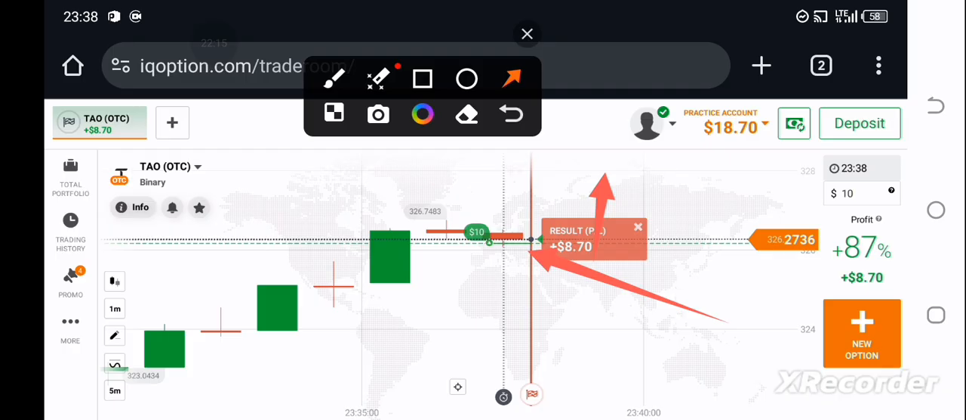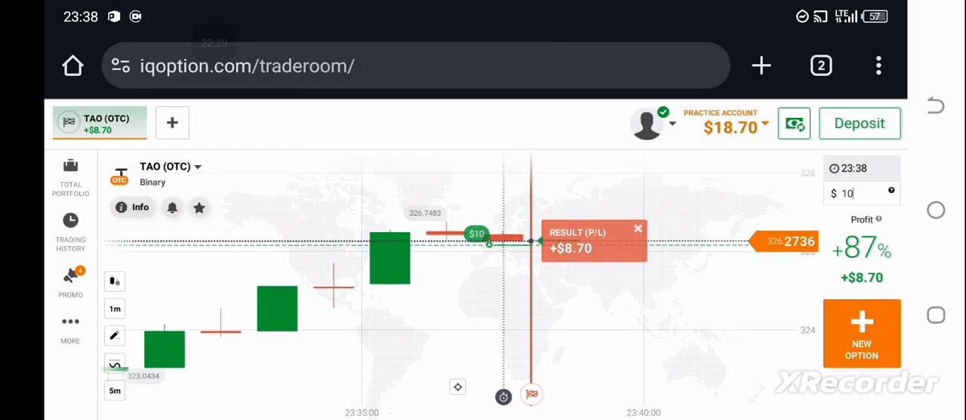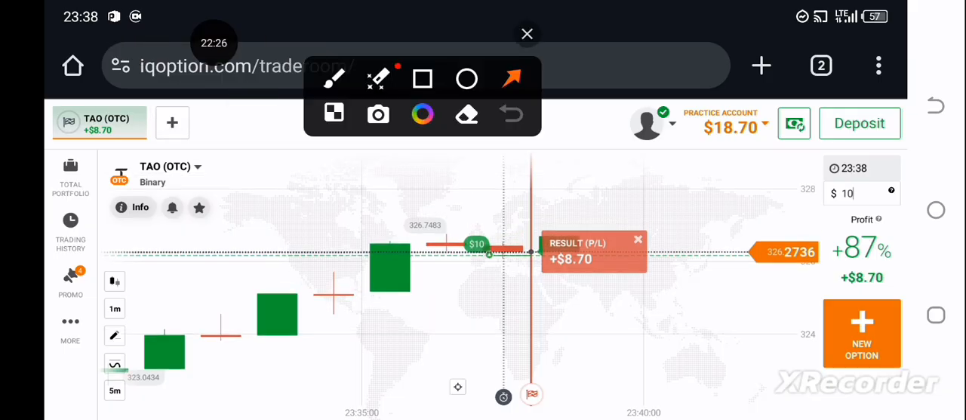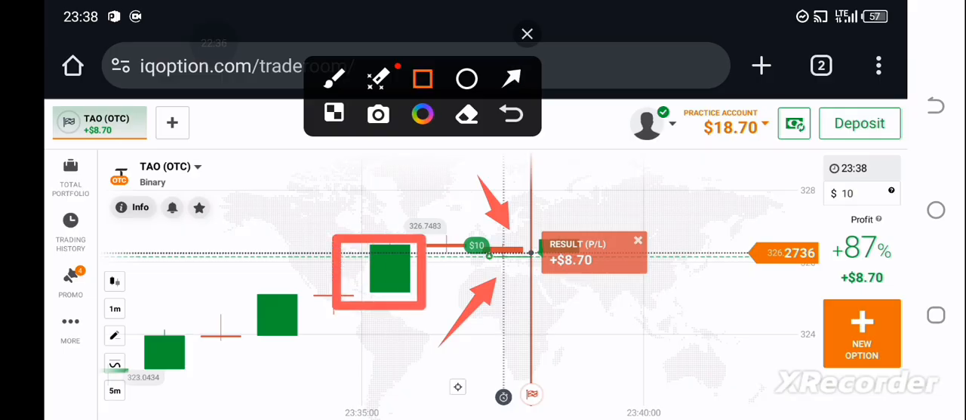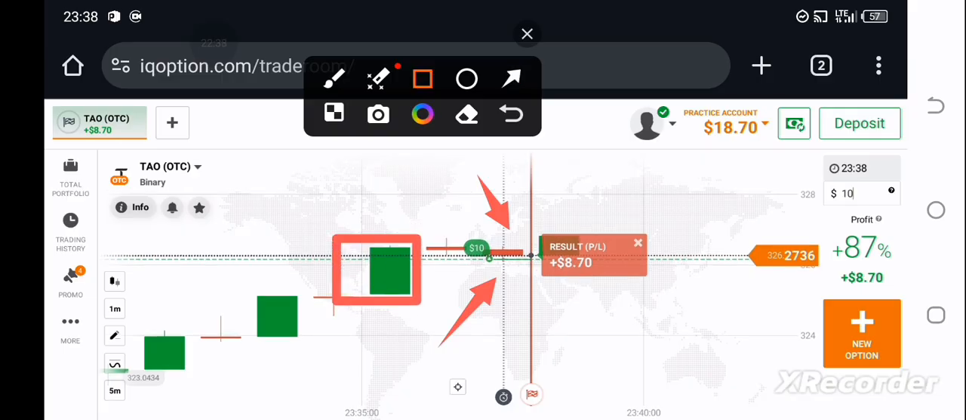Now you can see that this candle, despite the fact that it closed as a bearish candlestick, I still won the trade here, despite the fact that I bought. You understand? You are expecting the candle to close as a bullish candlestick, right? No, it closed as a bearish candlestick, but it closed above my entry point.